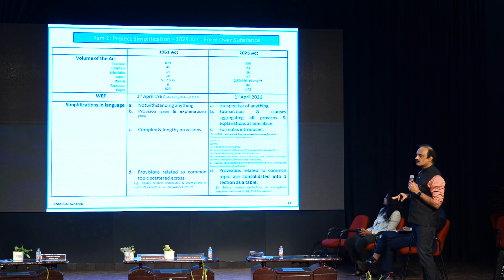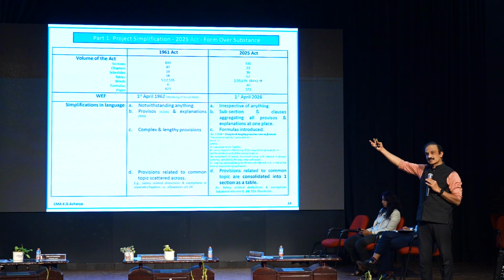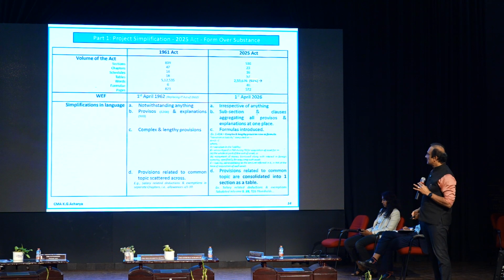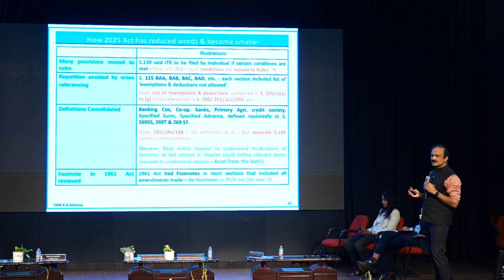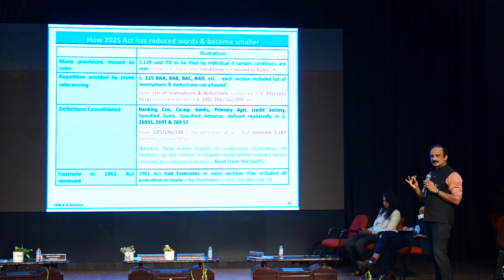Complexity and lengthy provisions have now been made into formulas. Provisions related to common topics scattered across, trusts for example, was there in section 11, section 12, section 13, then section 115 and things like that, all of them have been brought under the related headings. How did the 2025 Act become leaner? How did it become smaller?